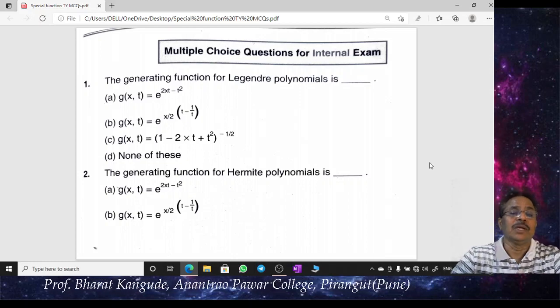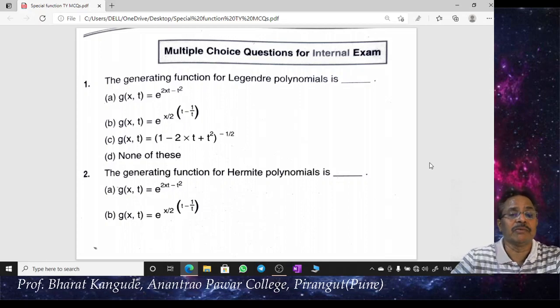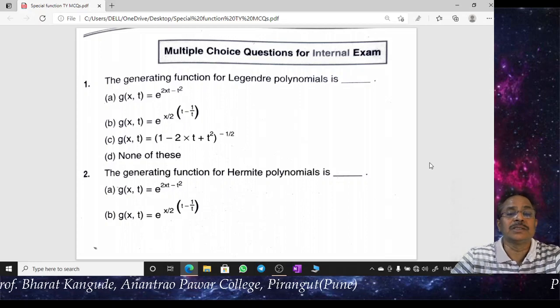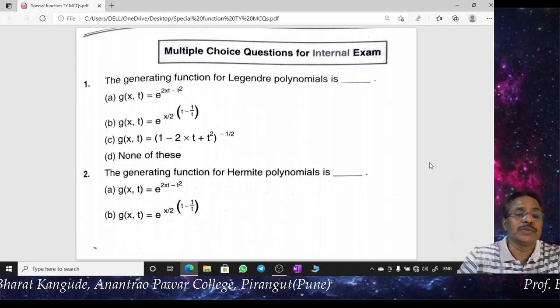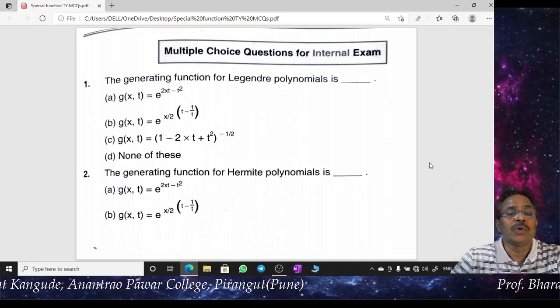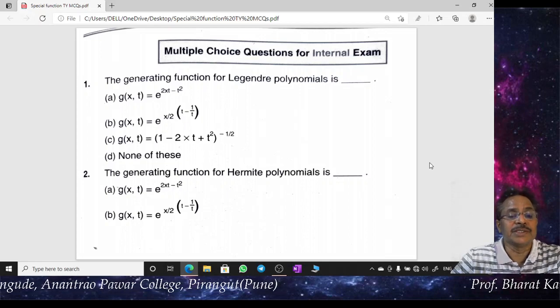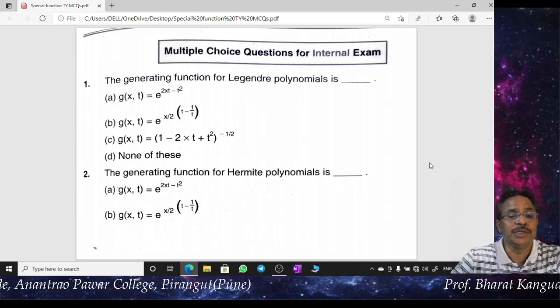So let's see here. We'll see some of the questions, 15-16 questions in total, that we are going to discuss here. The first question is, the generating function for the Legendre polynomial is. Now there are 4 options given. A: g of x,t is equal to e raised to 2xt minus t square. B: g of x,t is equal to e raised to x upon 2 into t minus 1 upon t.